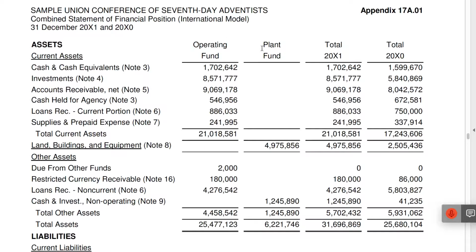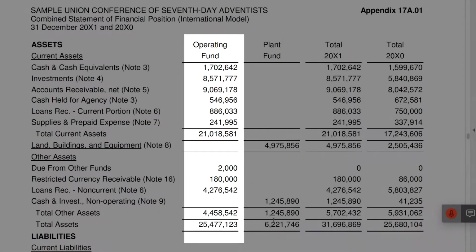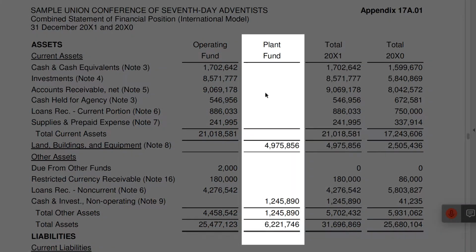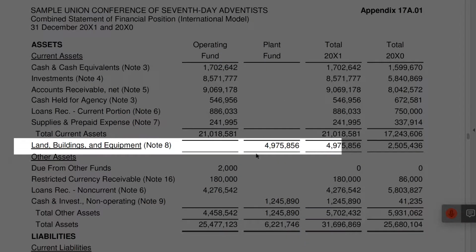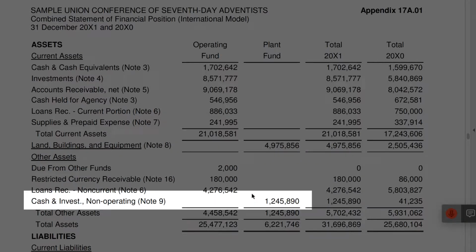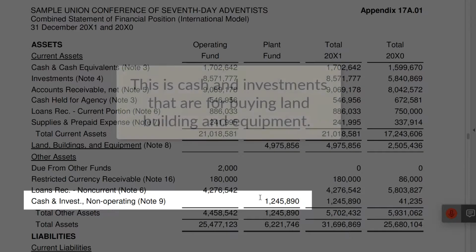We are going to spend some time in another video talking about different funds, but you can see that the balance sheet is broken into operating assets and planned fund assets. Here in the planned fund is the land, building, and equipment, and over here in non-current assets in the planned fund is $1,245,890 that is cash and investments that belong to the planned fund.